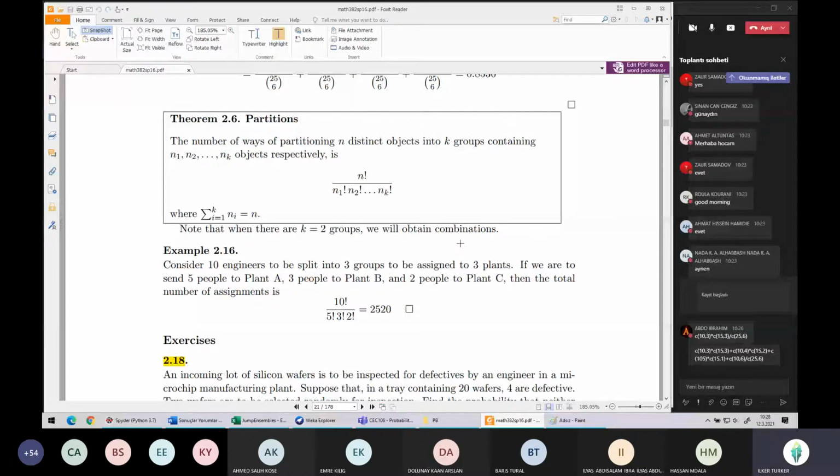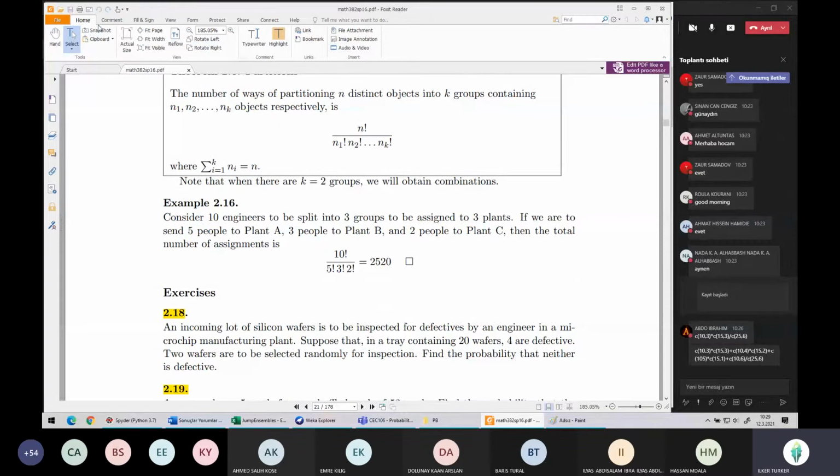And partitions. The number of ways of partitioning n distinct objects into k groups containing n1, n2, nk objects respectively is n factorial over n1 factorial, n2 factorial, nk factorial. Here, the sum of the numbers in the denominator must be equal to n. Simply.